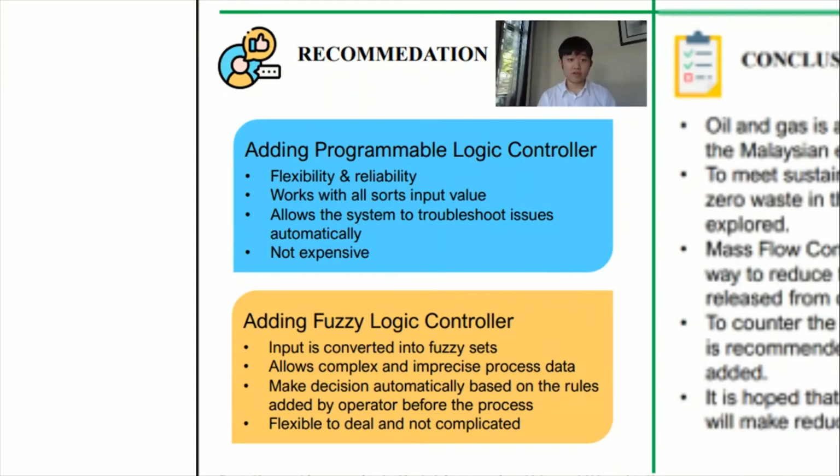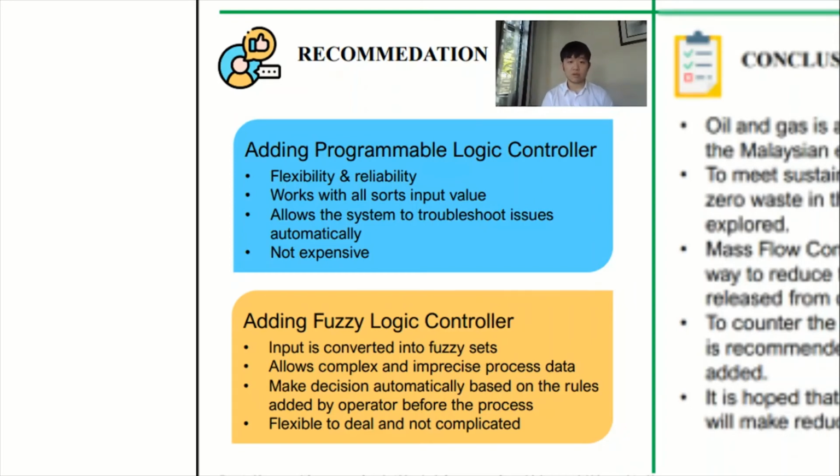Let's move to the recommendations part. So the first recommendation to improve the control system is adding a programmable logic controller. By adding a programmable logic controller, programs can be added into the control system, improving its flexibility and reliability. Especially with a designed program added to the control system, it enables the control system to work with a variety of input values. Also, programming allows the system to troubleshoot issues automatically when random situations occur. The main advantages of a programmable logic controller are that it is not expensive and it does not need frequent maintenance.